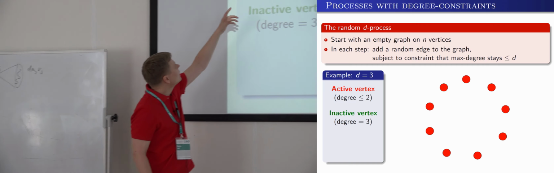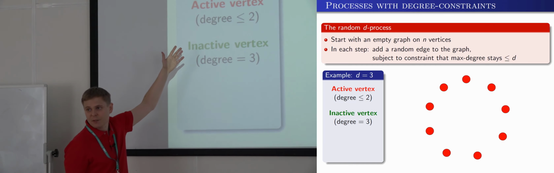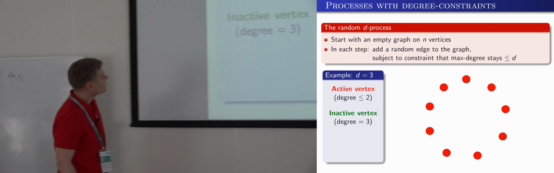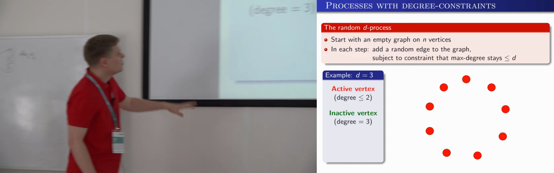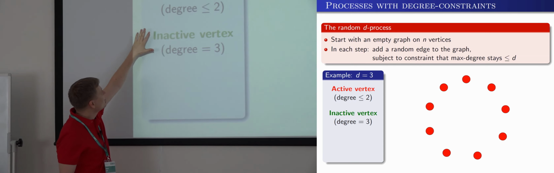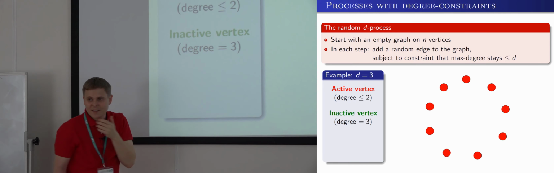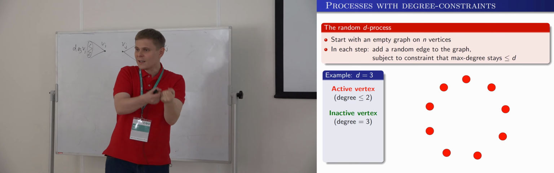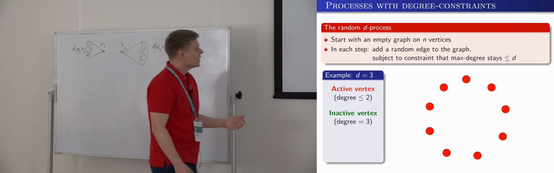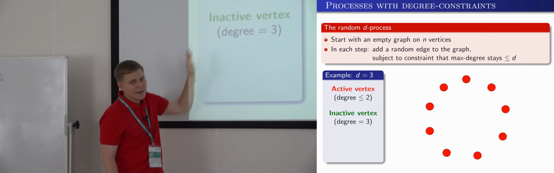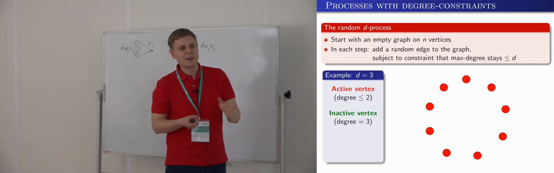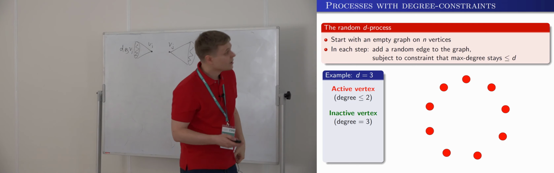So here, let's just focus for simplicity on the case d equals 3. And we're going to distinguish two types of vertices, as you see in a moment, active vertices and inactive vertices. So active vertices here will be red. They have degree at most 2. They mean that we can still connect edges to them. And then we have inactive vertices. Those are of degree 3. And we call them inactive because you can no longer connect edges to them. They're kind of out of the game for the purpose of this process.